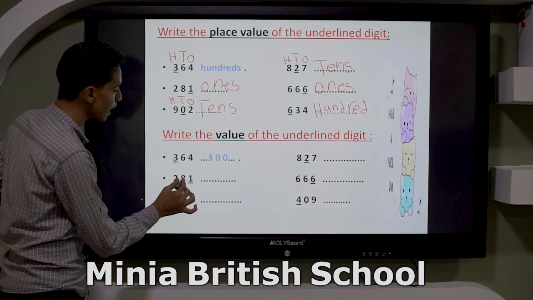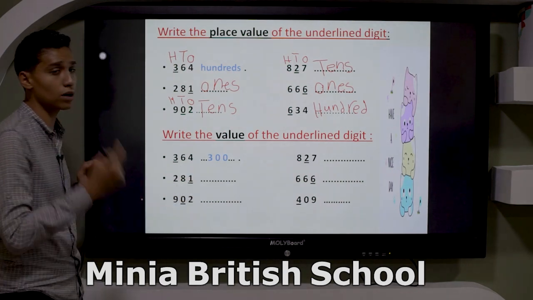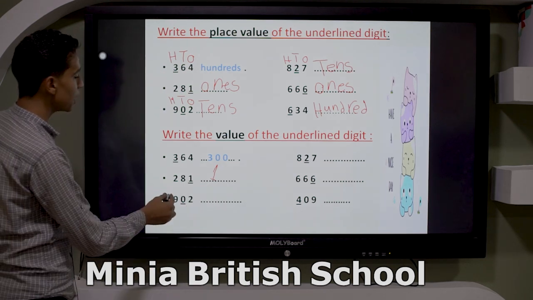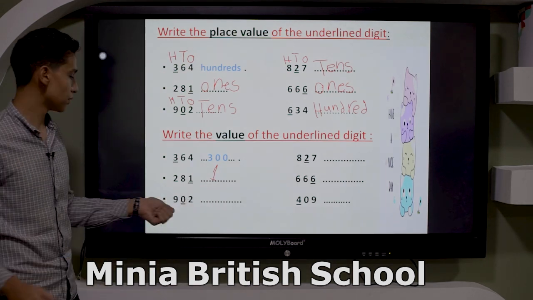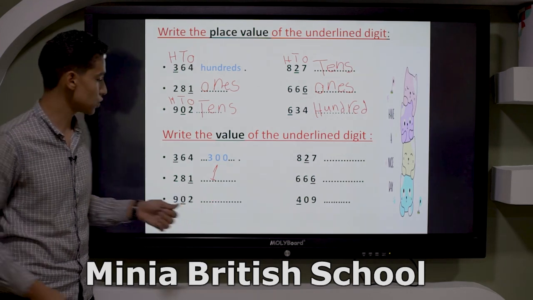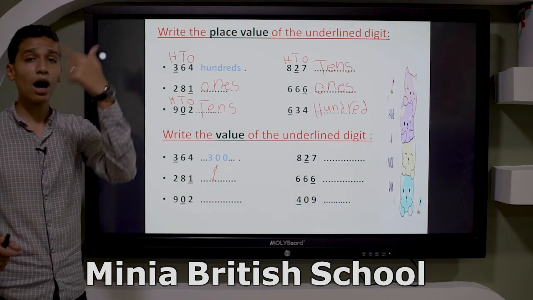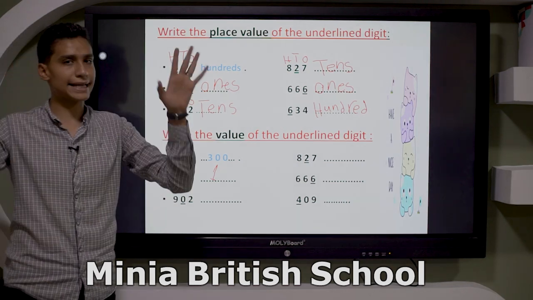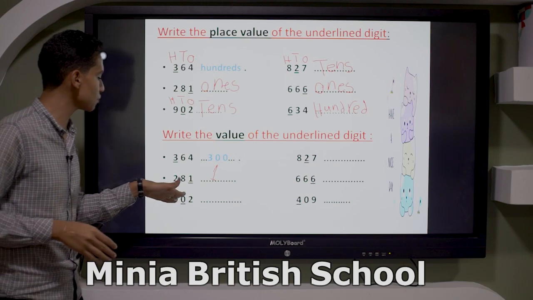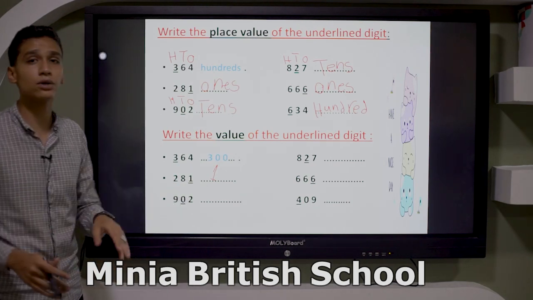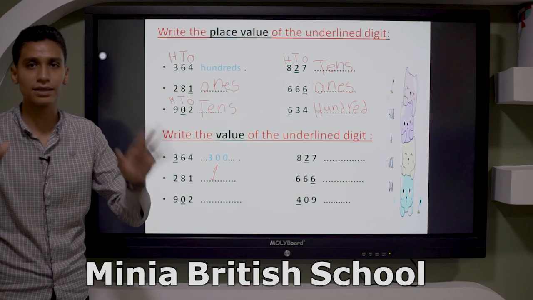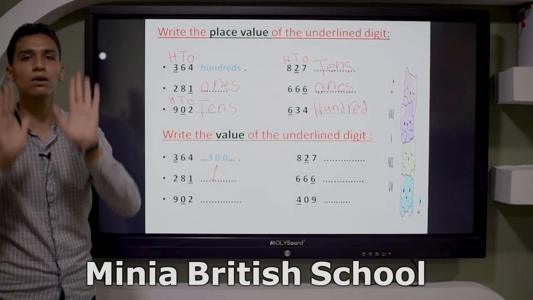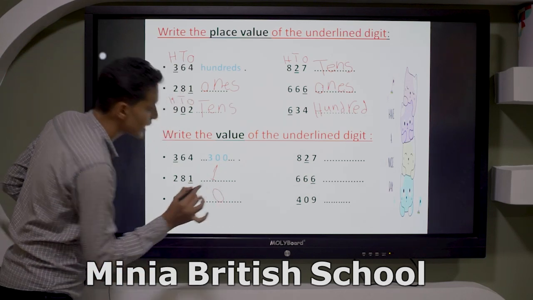Here, 281. We need the value of number 1. I called it 1, so the value of 1 is 1. 902. I need the value of 0. Do I say 40, 60, 20? No. I said 902. So the value of 0 is 0 in any place: in ones, in tens, in hundreds.